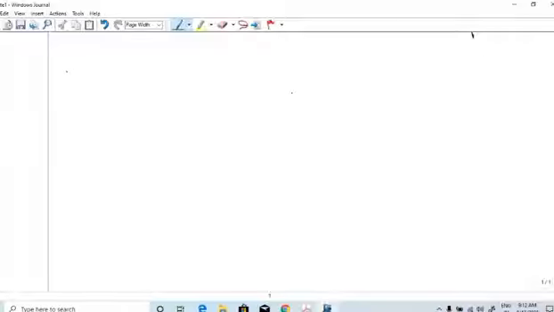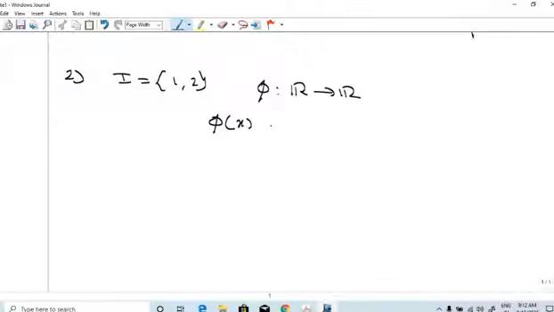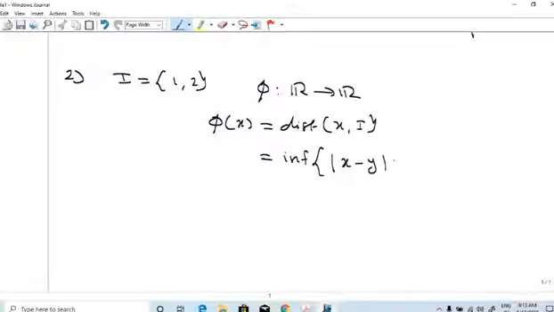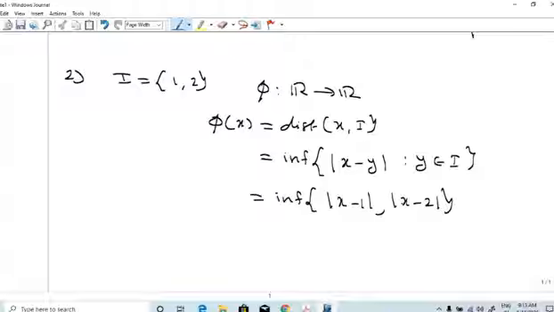definitions properly. So the given I equal to {2.8, 1, 2}. And then define phi as a function from R to R, defined for any real number x to be the distance of x from I. So what is the definition of this? It's nothing but the infimum of, here for each x fixed, y is varying, such that y belongs to I. Since I contains only 2 elements, you can write the infimum of modulus of x minus 1, modulus of x minus 2. So the infimum of these 2 elements is nothing but phi of x.